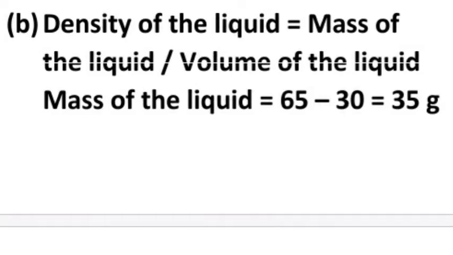Now the next part is density of the liquid. We have to find the density of the liquid. So you must know the volume and mass of the liquid. Density of liquid equals mass of the liquid upon volume of the liquid. Here how will you find out the mass of the liquid? Mass of the liquid equals 65 minus 30, because the mass of the empty RD bottle is 30 grams, but when filled with liquid it is 65 grams. So 65 minus 30 equals 35 grams, that is the mass of the liquid.